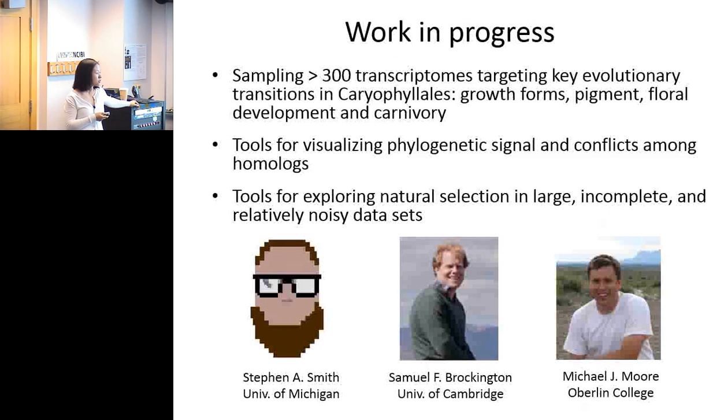So this is my last one. This is what I'm currently doing. I'm sampling densely sampled transcriptomes targeting key evolutionarily interesting traits to look at the evolution of gene families. And we're developing tools for visualizing phylogenetic signal and conflict among homologs. We're dealing with large, incomplete, and noisy data sets, so we're working on better informatic tools. So that's my presentation. Thanks.